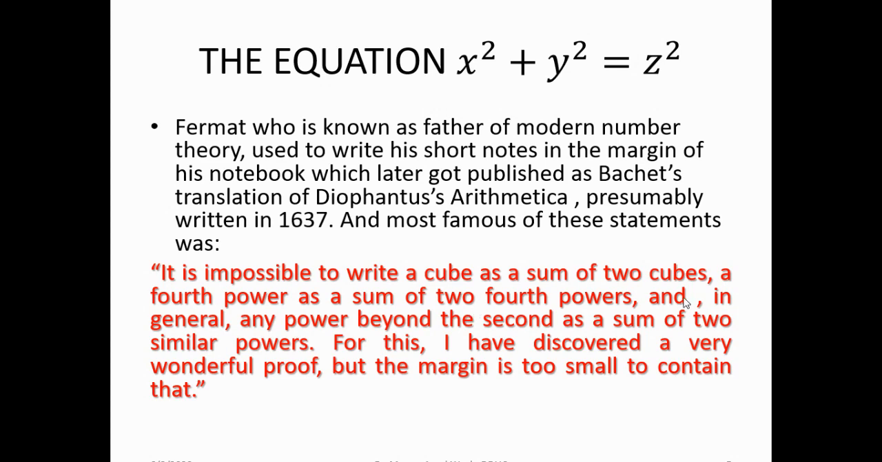So let us see once again. It is impossible to write a cube as a sum of two cubes. Like we cannot write z cube is equal to x cube plus y cube, or z to the power 4 is equal to x to the power 4 plus y to the power 4, and so on. So it is impossible to write a cube as a sum of two cubes, a fourth power as a sum of two fourth powers, and in general any power beyond the second as a sum of two similar powers. He gave this statement, but he did not give any proof of it.